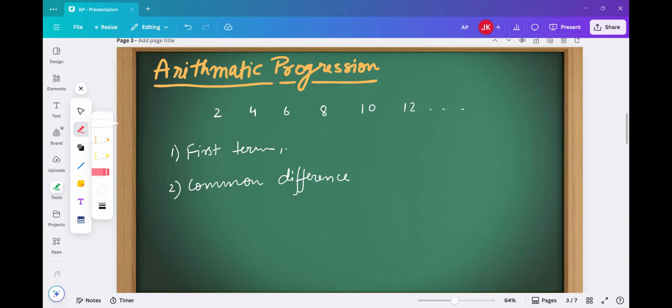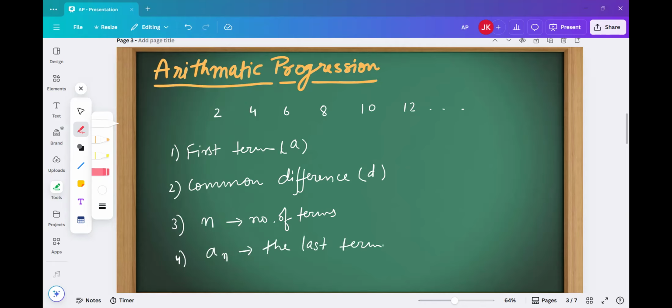And this first term we denote by the letter A, right? And the common difference we denote by the letter D. And the next term that we use is N. N is basically the number of terms in the sequence. And you'll also see the notation like AN, which we call the last term. But before that, let's understand what a term is.